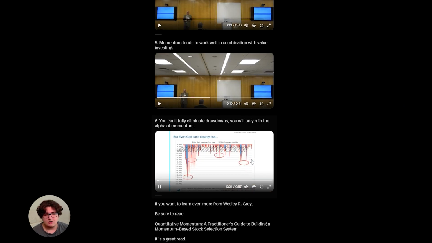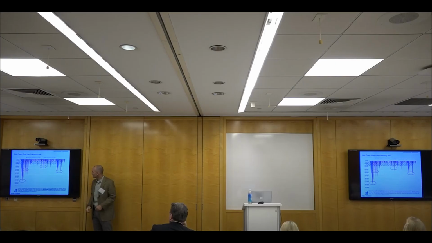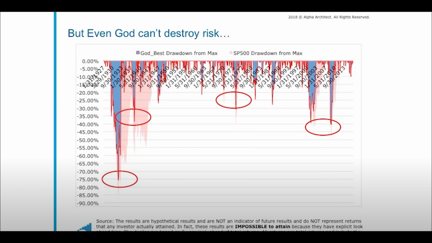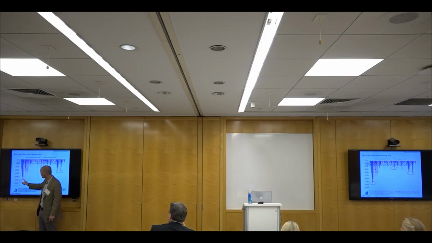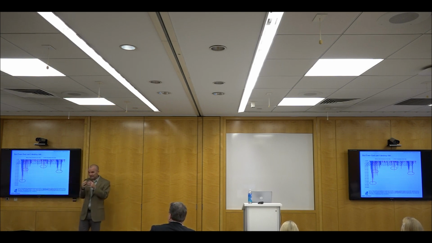Now, 6 is you can't fully eliminate drawdowns. You will only ruin the alpha of momentum. Let's look at the drawdowns on this God portfolio and the S&P. And it's remarkable. Like, this was the most surprising thing ever. The drawdowns are basically the same. He recoups way faster, right? So, which is good, but he still loses, like in the Great Depression, 75%, where S&P is like whatever, 85, right? So the main point is risk just cannot be destroyed.